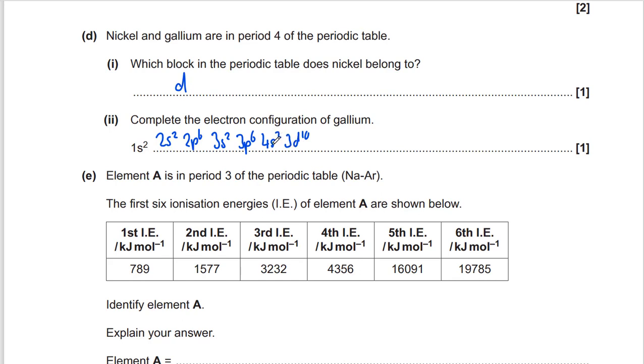If you do put the 3d before the 4s, it's fine. They'll accept the answer anyway. It doesn't matter. And then the final one is just 4p1, because gallium is in the p block. It's got one electron in the p block, and that's all you need to write. So it looks complicated, but it's actually very, very straightforward.